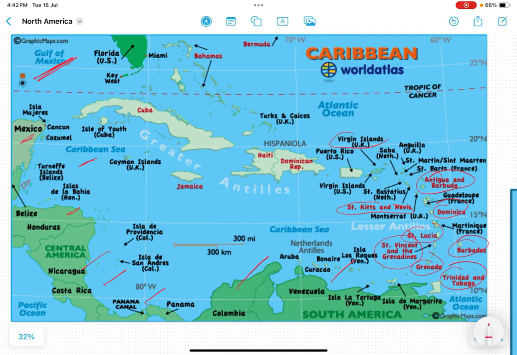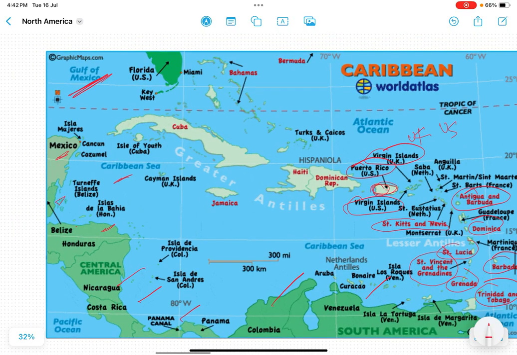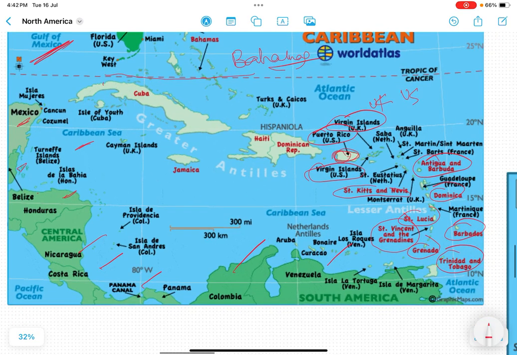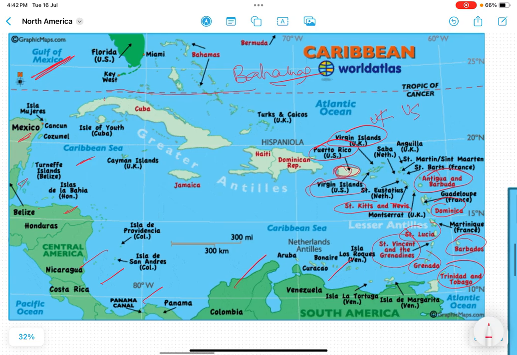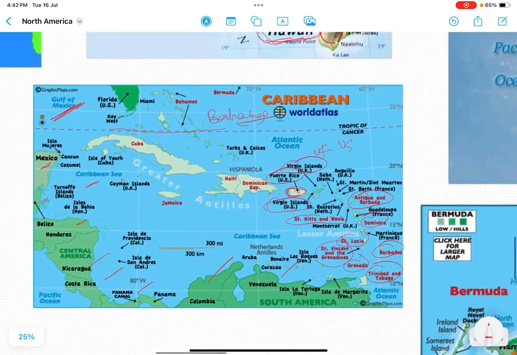We have Antigua and Barbuda. Then we have the Virgin Islands of the UK, and Puerto Rico of the US. This is Puerto Rico, which belongs to the US. Then we have the Virgin Islands of the US. There are two sets of Virgin Islands: one is with the UK and one is with the US. Right? What about the Tropic of Cancer? The Tropic of Cancer passes through these islands, that is, the Bahamas. So these are the main islands in the Caribbean region.